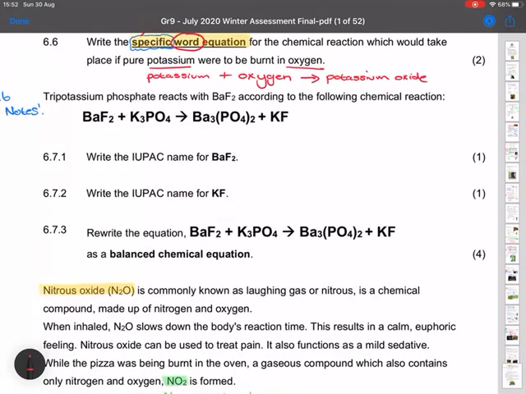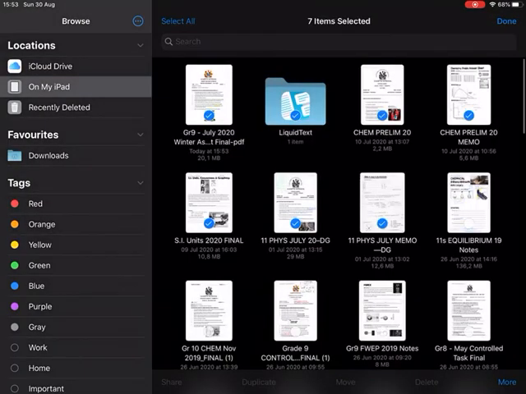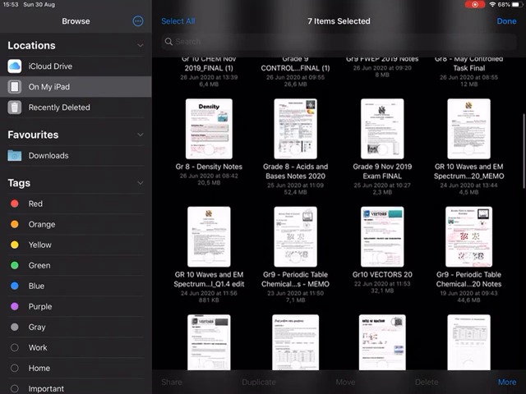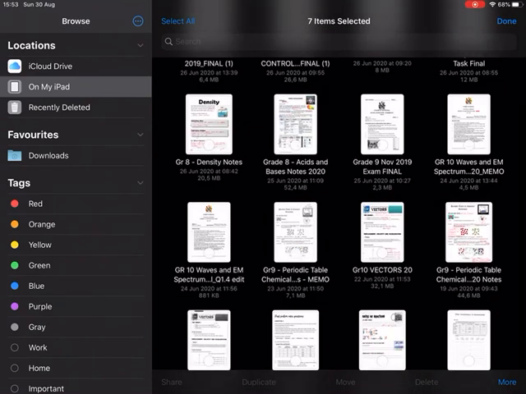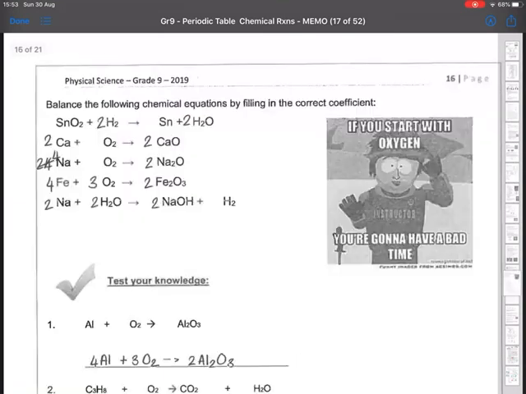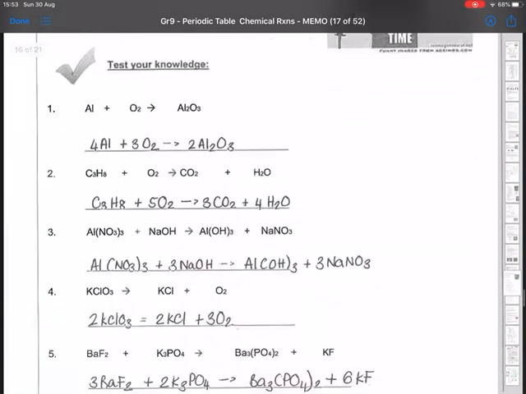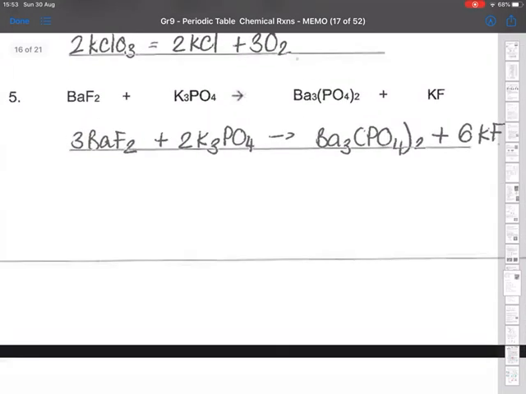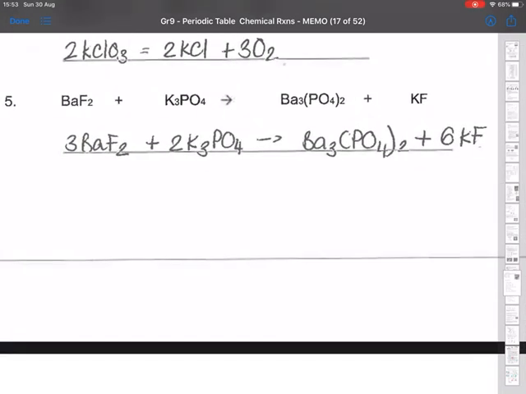Tripotassium phosphate reacts with barium fluoride according to the following chemical equation. Just by the way, I want to show you that this chemical equation was straight from your notes. It's actually on page 16 of your notes. Have a look at that. So if you struggled with this question, just proof that you didn't even look at your notes.